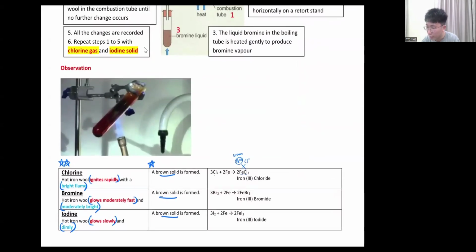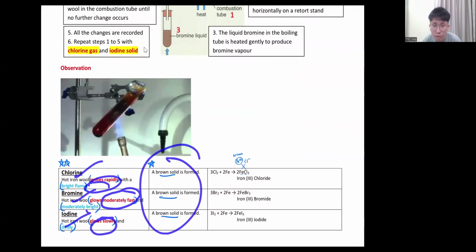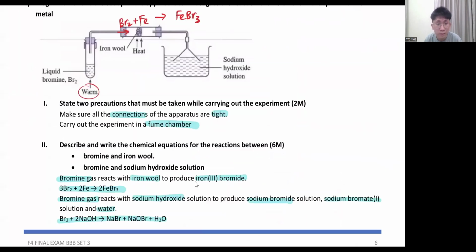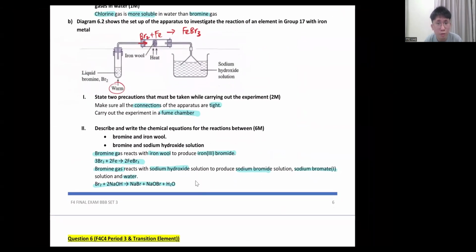Then this one. If it's chlorine, bromine, iodine, and you heat it with iron wool, it ignites rapidly, glows moderately fast, glows slowly, and then you form a brown solid, which is iron(III) halide at the back. So this is the reaction with iron wool. When you see it, the flames show you the reactivity. Guys, all these observations you must memorize.